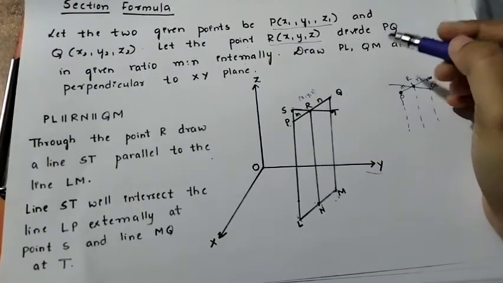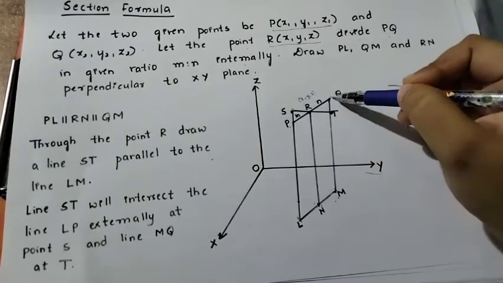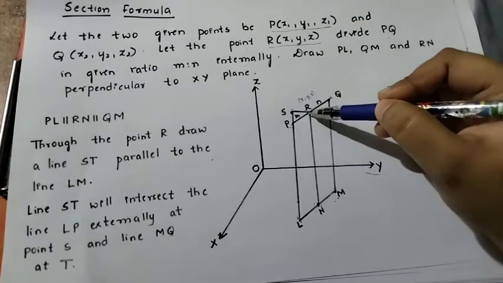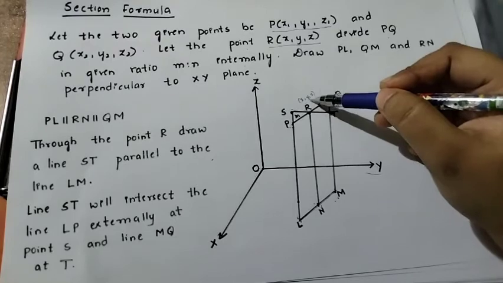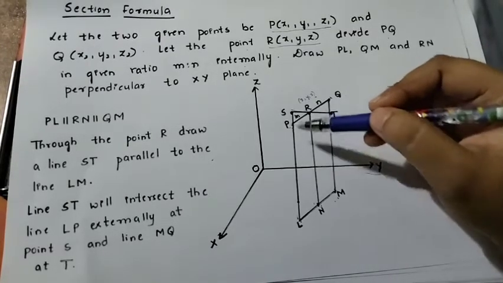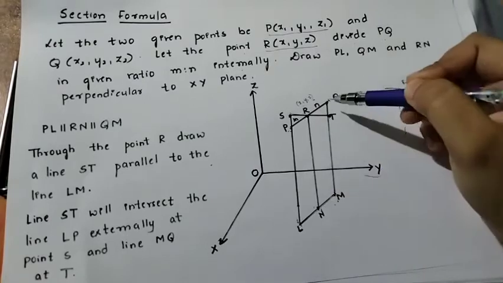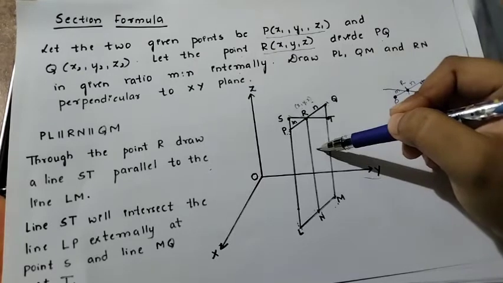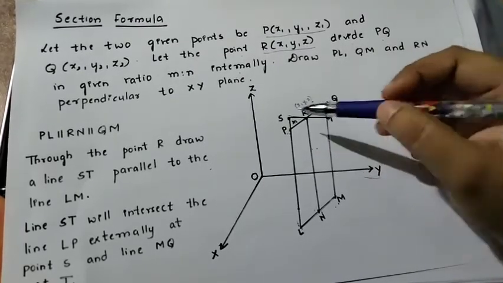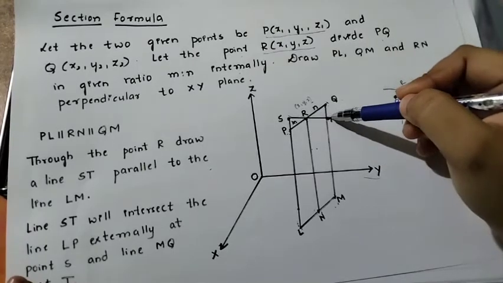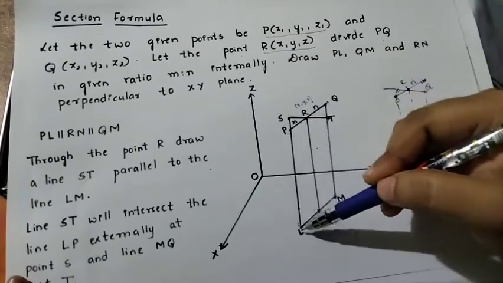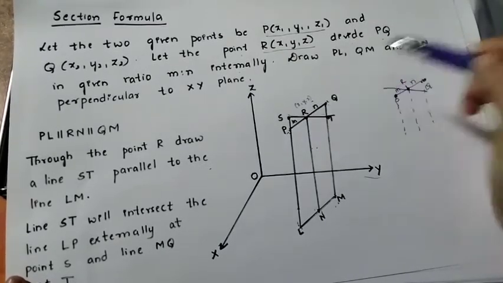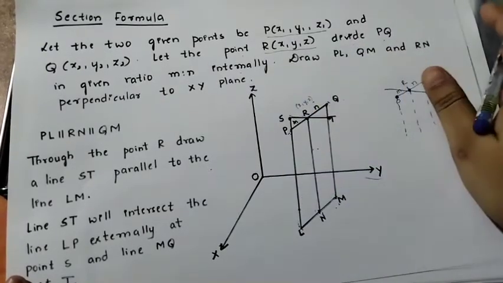Okay, so the diagram is how? First you have to draw PQ. P is x1, y1, z1. Q is x2, y2, z2. On PQ you have to mark a point R, so this will be x, y, z. Then you have to draw the perpendiculars PL, Rn and Qm to the xy plane. PL is parallel to Rn, Rn is parallel to Qm. Then through this point R I draw one more line ST. This S is an external point on line LP, and T is an external point on QM. So this is the description of the diagram.